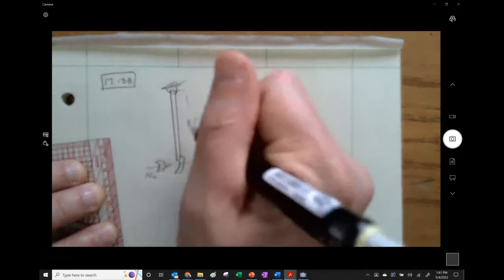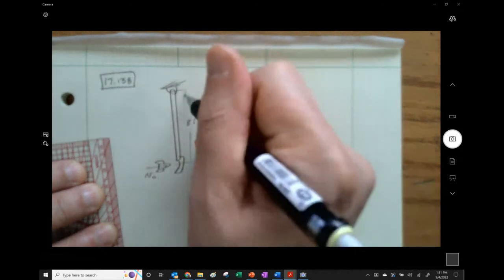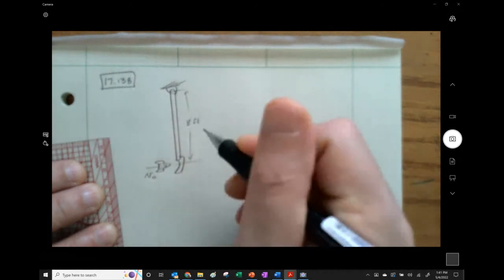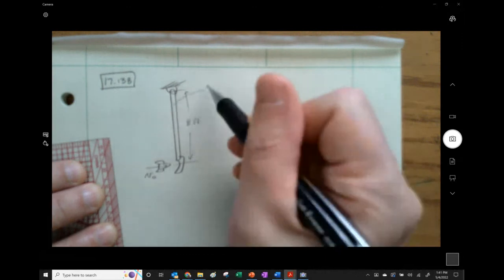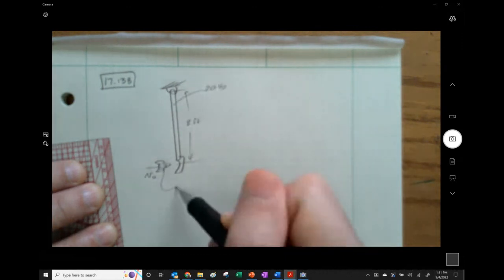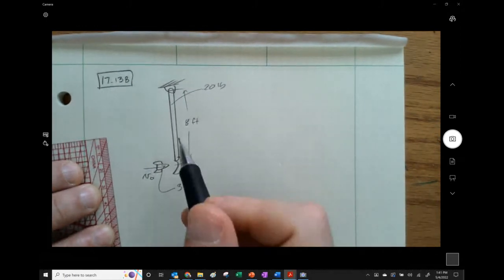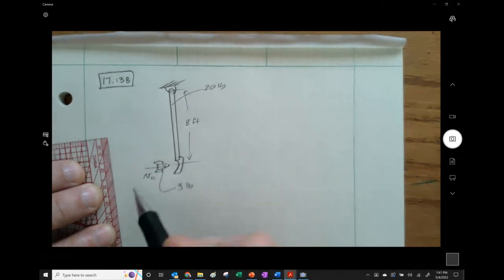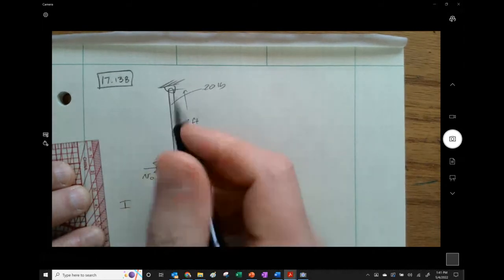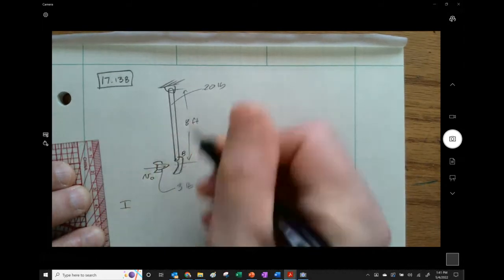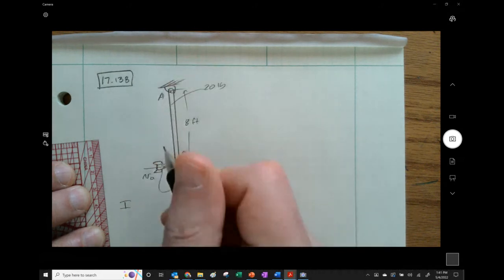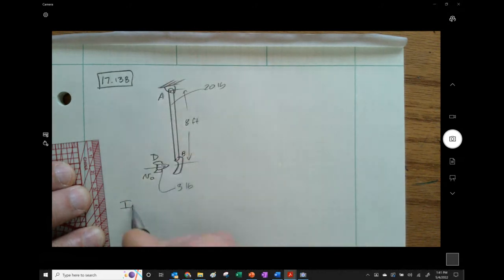This is 8 feet long. I'm trying to picture what this thing would look like in reality. That's quite the thingy. They said this thing is 20 pounds, and this guy is 3 pounds. We called this point B right here, and this point A. Well, he's a drone, so he's D. The I of D they told us was 0.01 slug feet squared.